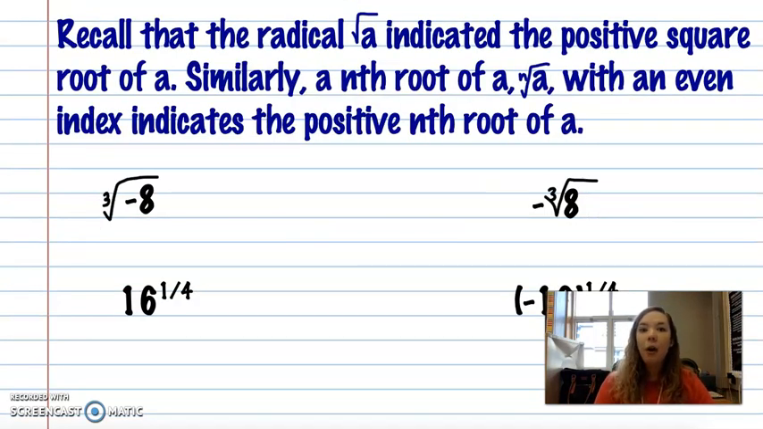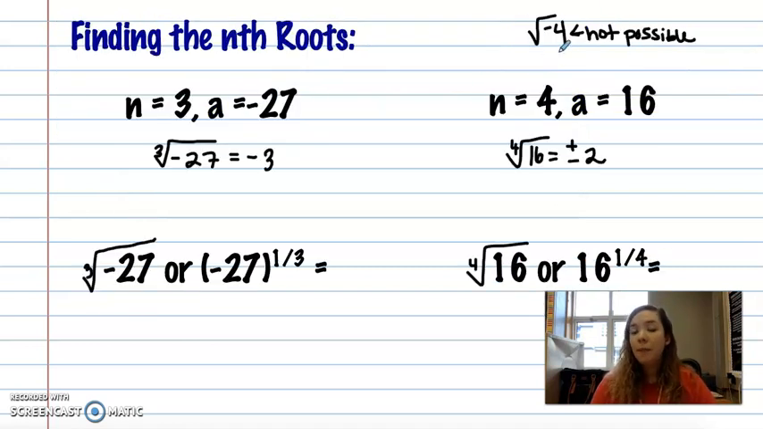Last slide for today. Recall that radical A indicates the positive square root of A. When we were talking about square roots originally, if there was nothing in front of the radical, we just assumed it was the positive root. Similarly, an nth root of A with an even index indicates the positive nth root of A. Going back to what we were saying, you can't take an even root of a negative, so really we're just focusing on even roots again.